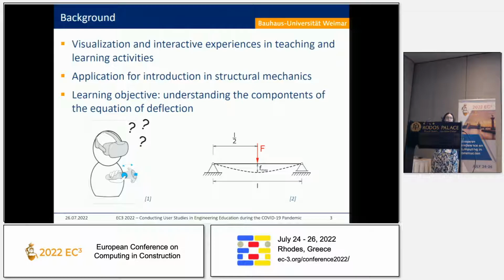We want to bring this into the virtual environment so we can adjust and experience these more often and integrate them into our everyday learning and teaching activities. So what we did was an application to introduce structural mechanics to university students, and the main objective is to understand the components of the equation of deflection for a simple beam, rectangular beam on two supports.